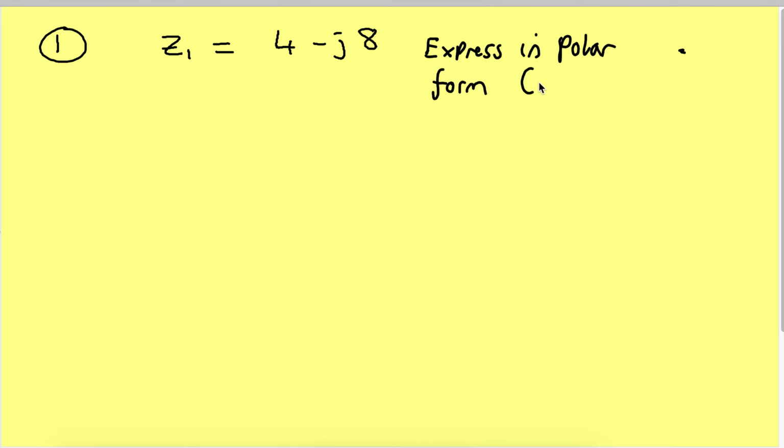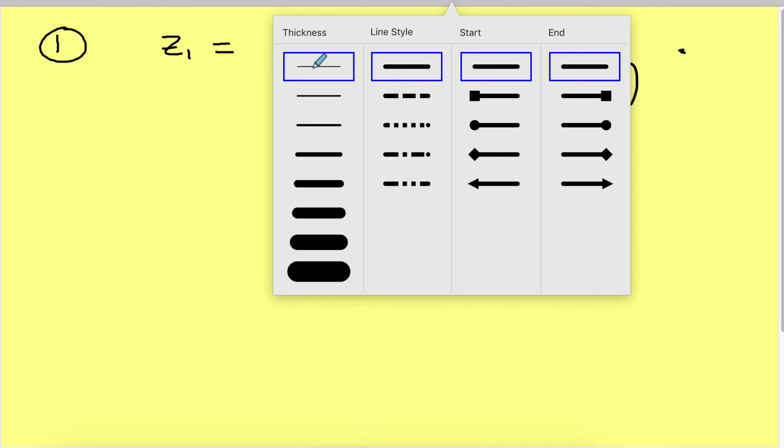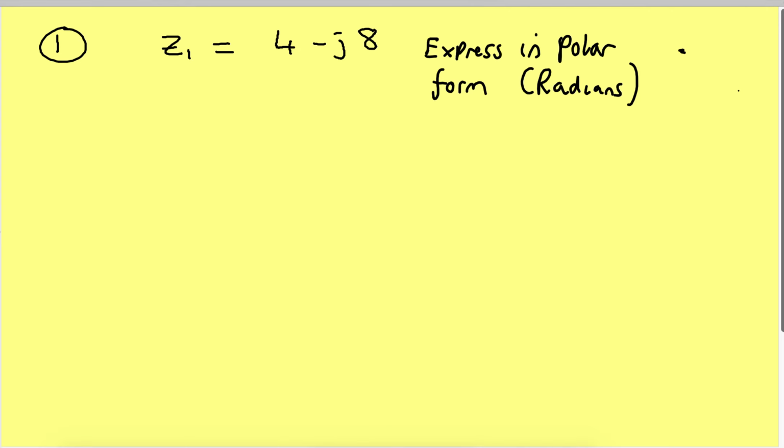And I'm going to say we're going to do it in radians, because really all angles from now on should be in radians rather than in degrees. I'm going to make the pen a little thinner. Right, okay, so first thing we always do is we draw a little diagram, or Argand diagram of our complex number. So do some straight lines like that.